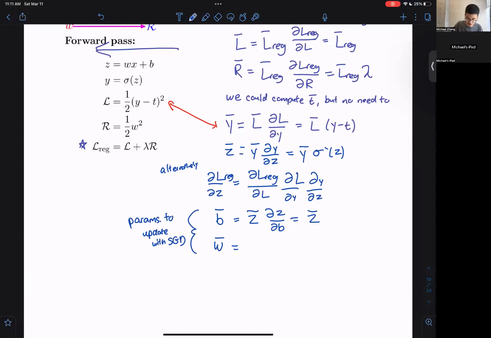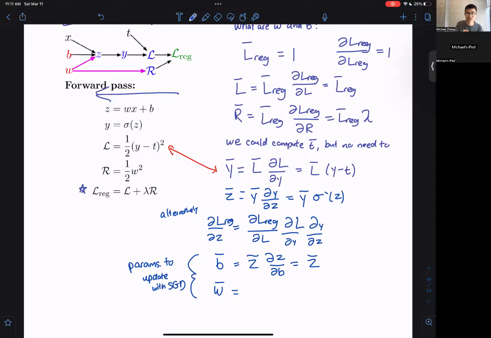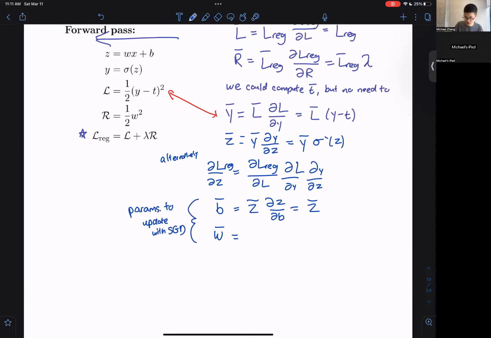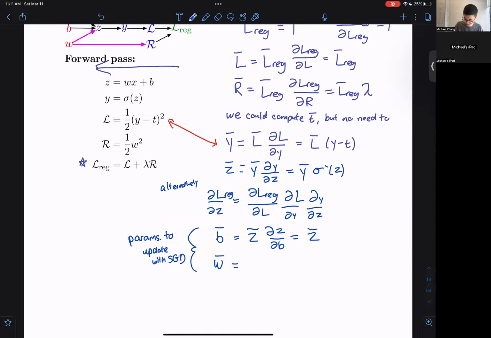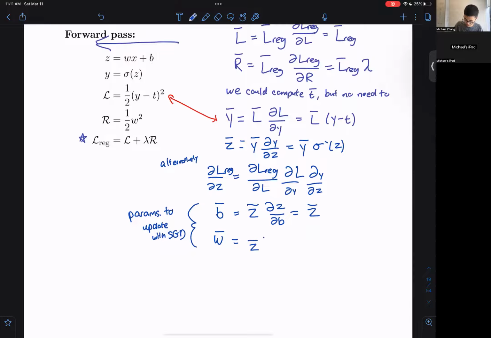And finally, for the very last term, we actually have two terms here because notice W affects Z, which affects L reg, and W also affects R. So we have to add up the influence of two different terms here. We have Z bar partial Z partial W. And this is when the fan out is greater than 1. We also have R bar partial R partial W.